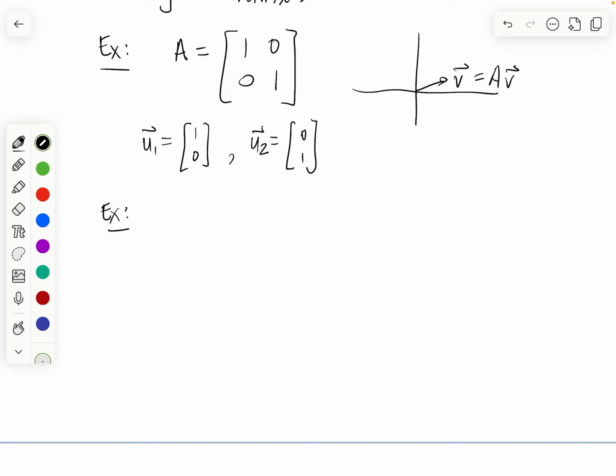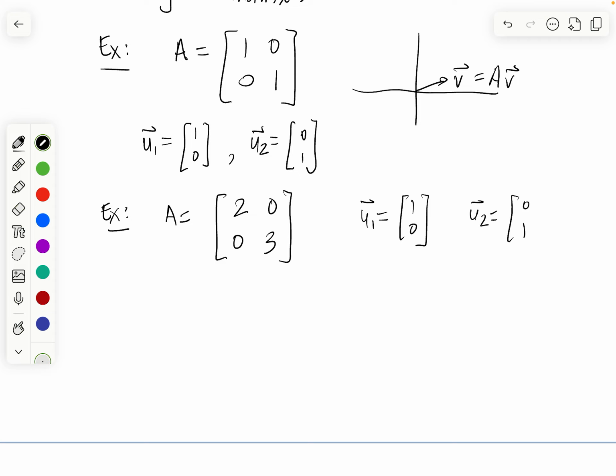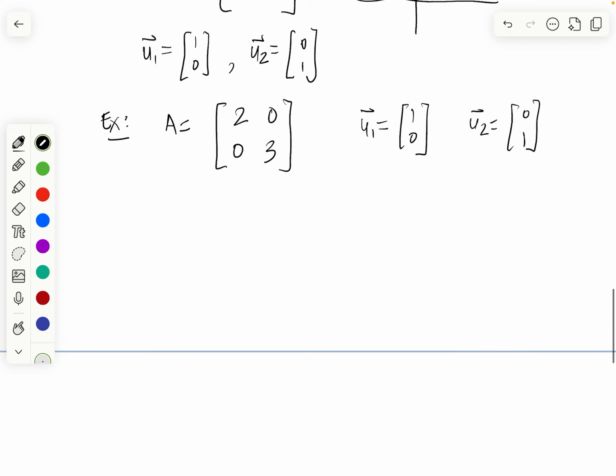Okay, so let's look at another example. Let's say that A is this matrix, 2, 0, 0, 3. Well, again, you can choose U1 to be (1, 0). That's an eigenvector with eigenvalue 2, and U2 to be (0, 1). That's an eigenvector with eigenvalue 3. These two vectors, U1 and U2, are orthogonal, and they have unit length.